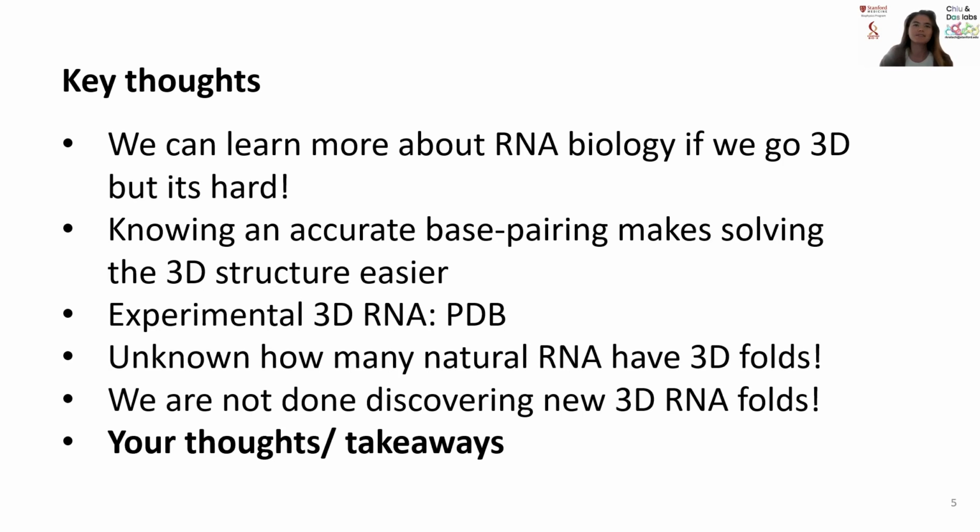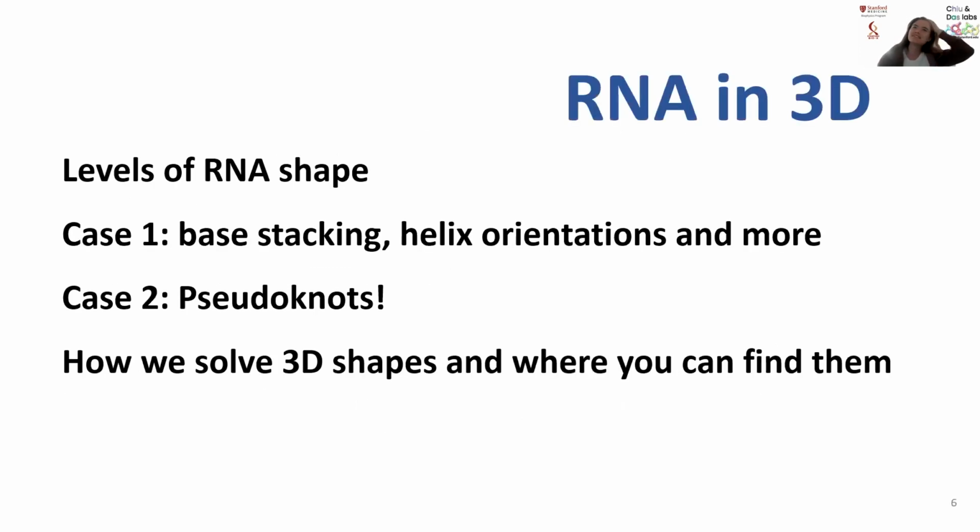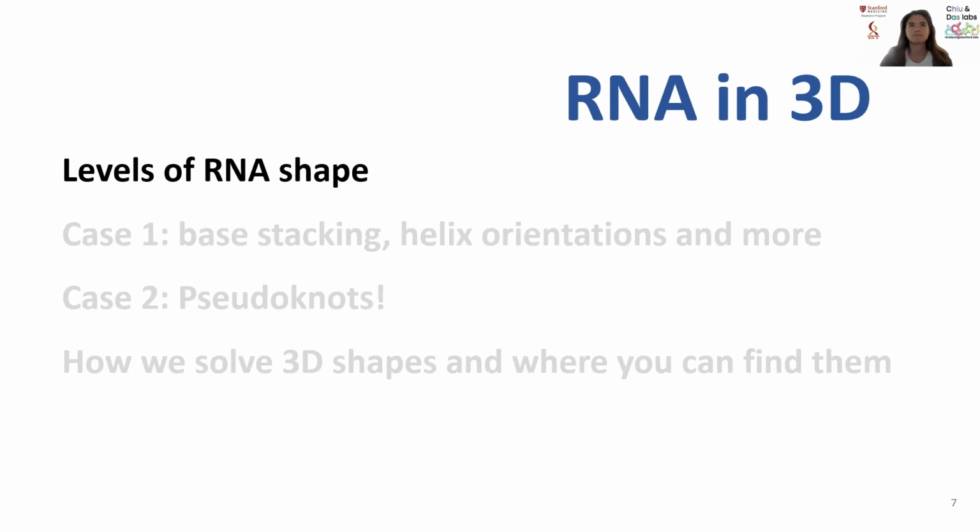And the last thing is that this presentation is about evoking more thoughts, takeaways, or next directions that Eterna could go in the 3D space. So I think your thoughts and takeaways are even more important than what I am thinking about. I'm going to split this into, first, just going over the levels of RNA shape, how I split it up, then two case studies, which will show us different things about 3D RNA shapes, and then just briefly, and this will be throughout the case studies as well, how do we actually solve these 3D structures? And where can you go to find them?